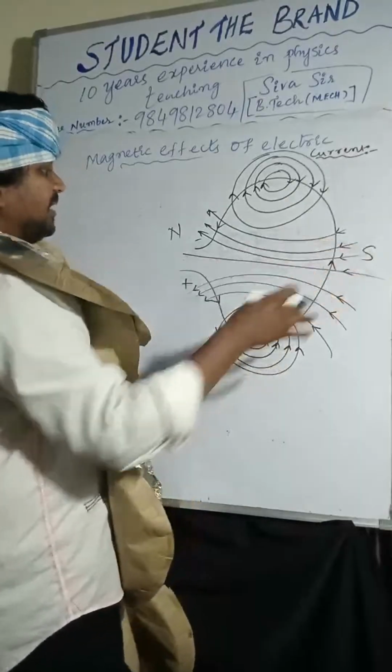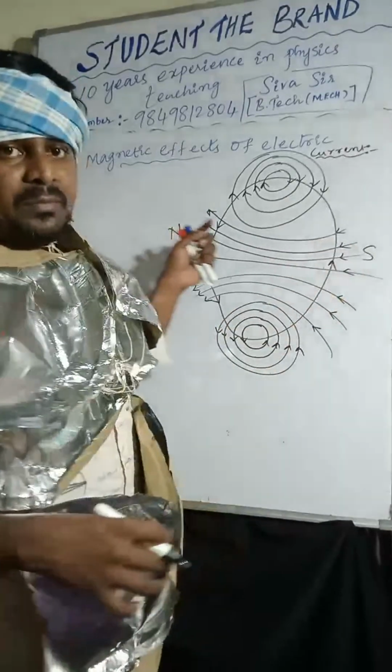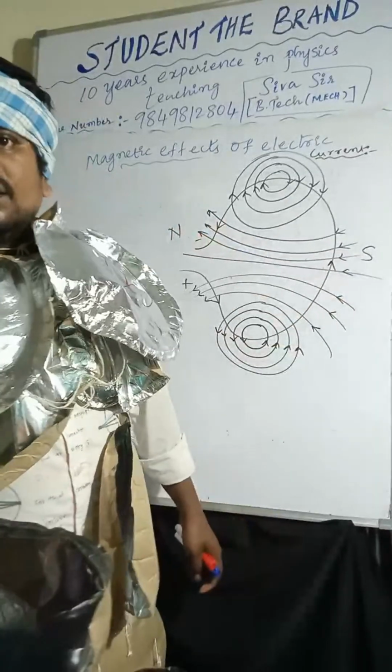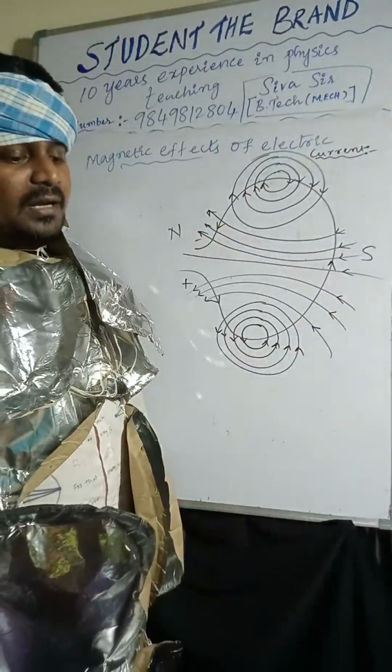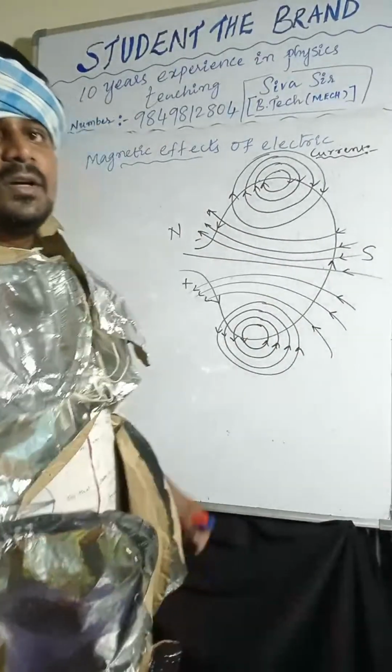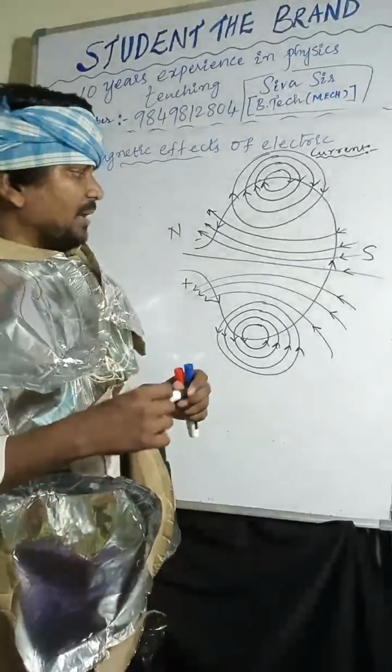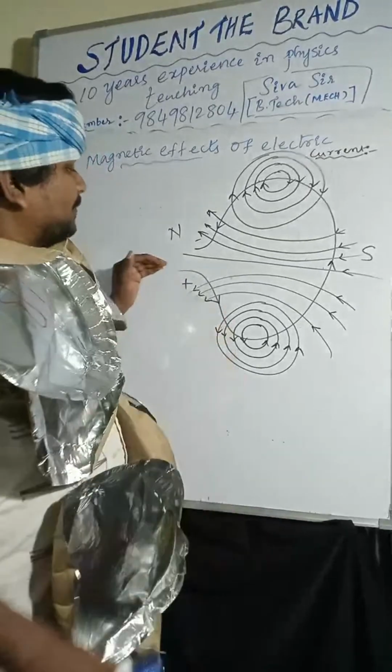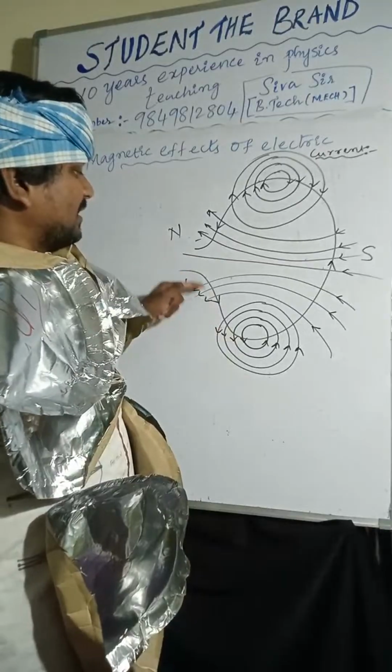In the middle it will be a uniform magnetic field. In between it will be a uniform magnetic field. You can observe here, the current is passing from the positive terminal to the negative terminal. Current is passing in the loop.